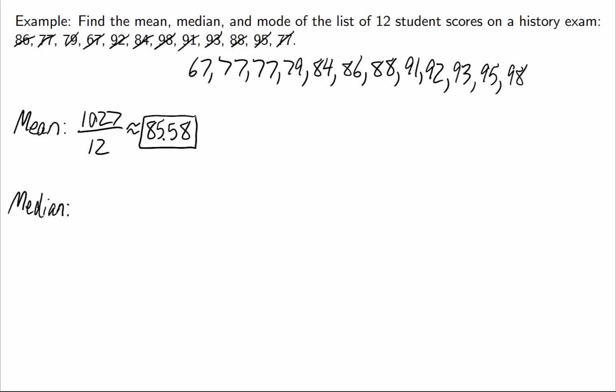Now let's do the median. Again, you'll just cross out on the left and the right. You can go more than one at a time if you want, but just keep doing this until you arrive at your middle. You'll notice this time I have 2 values in the middle.